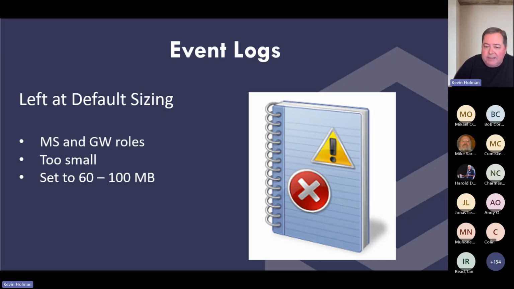So what I recommend is to set this somewhere between 60 and 100 meg on all your management servers. And it's just a manual process, right? Later I'll demo some automation around this so you can detect it and fix it really quickly.